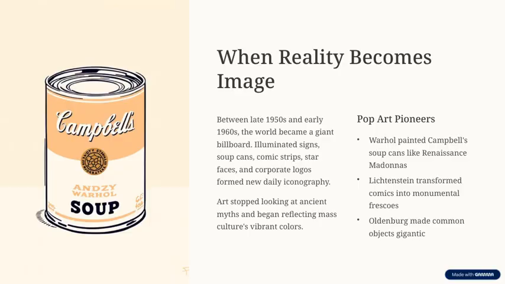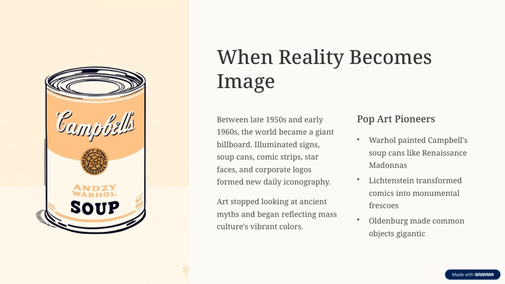When we look at this slide, what we're seeing is a fascinating shift that happened between the late 1950s and early 1960s. During this period, the world really started to resemble a giant billboard. Think about it: illuminated signs, soup cans, comic strips, star faces, and corporate logos all became part of our daily visual landscape. These images weren't just advertisements. They started to form a new kind of iconography that we see everywhere.